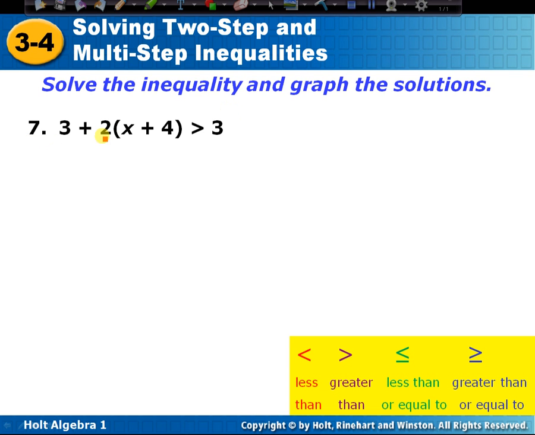It's 3 plus 2, open parentheses, x plus 4, close parentheses, is greater than 3. This one's a lot like the one we just did, except that we have this extra 3 out here in the front. So we have to get rid of that 3 as well as distributing the 2 to everything inside the parentheses. So the first thing we're going to do is distribute our 2, because that's what the order of operations tells us to do.